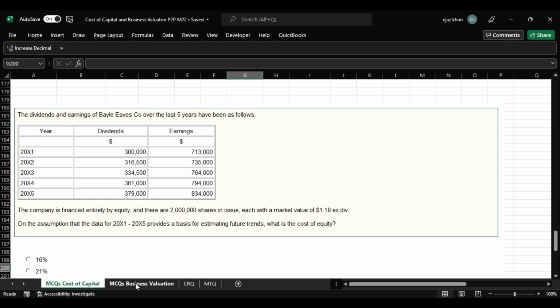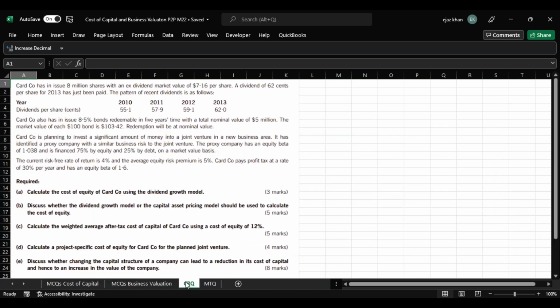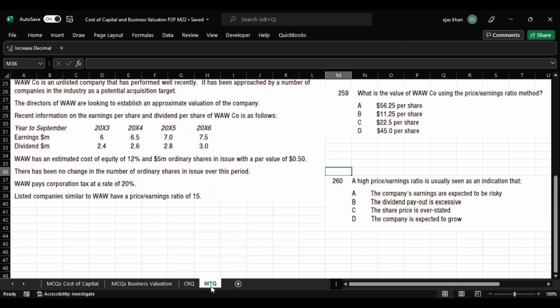After the break, my agenda will be to solve MCQs of business valuation. We'll be solving one CRQ, and we will also be solving one of the MTQs. So this is today's agenda. In tomorrow's session we will be solving working capital questions and risk management questions. So we'll be practicing risk management and working capital.